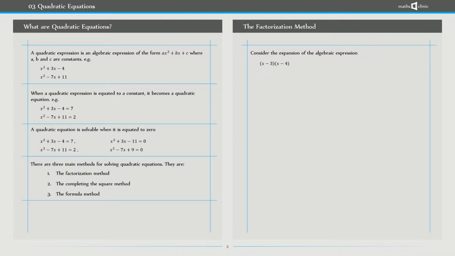To do this, this is a very simple process. X minus 3 multiplying x minus 4, you basically have x multiplying x minus 4. So you take the x from the x minus 3, multiply that with x minus 4, and then have minus 3 multiplied by x minus 4.